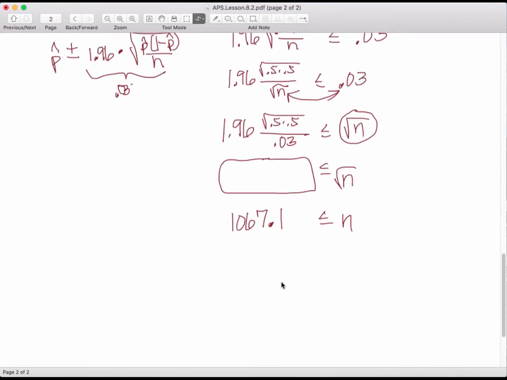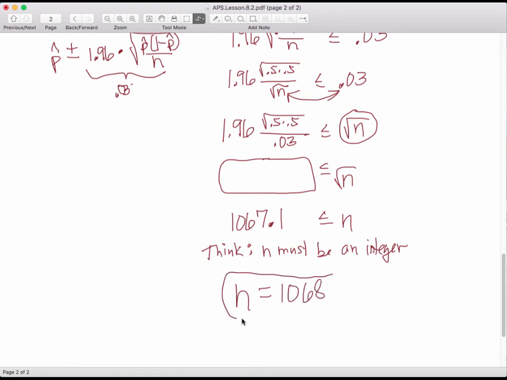So we just solved for n, and we know now that n has to be larger than or equal to 1067.1. Now again, we have to think, what is n? N is a sample size. N must be an integer. Therefore, if we have to have an integer that's greater than or equal to 1067.1, then we want to use 1068.